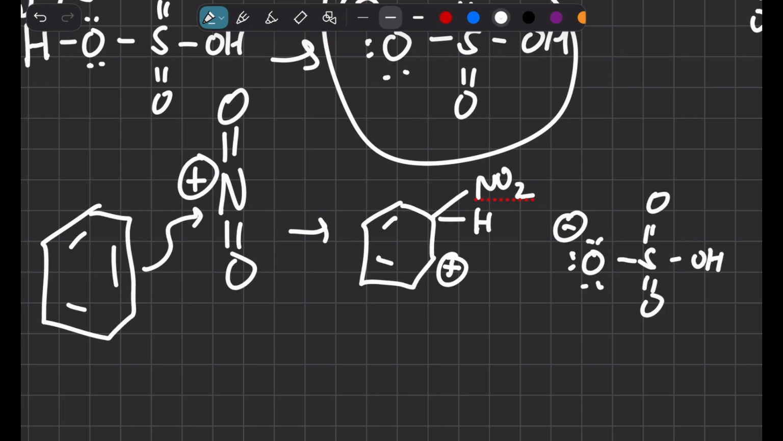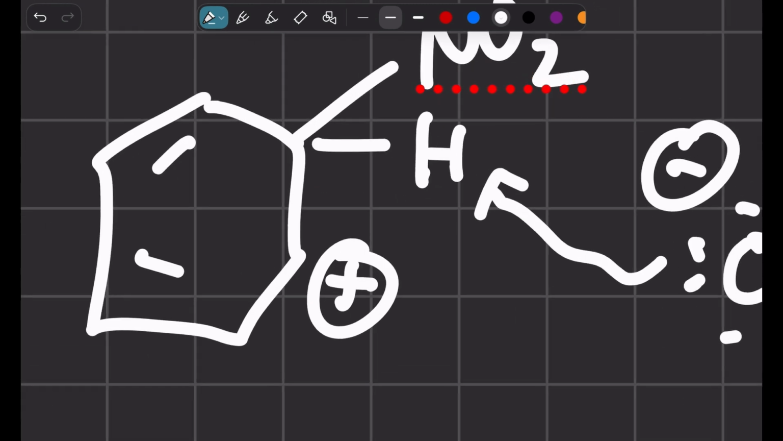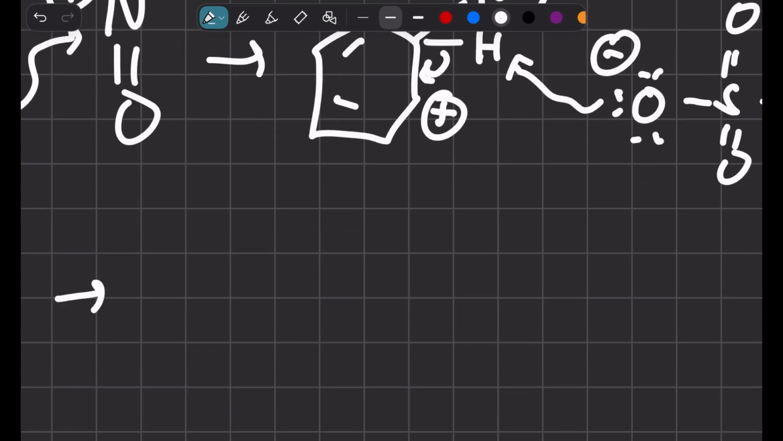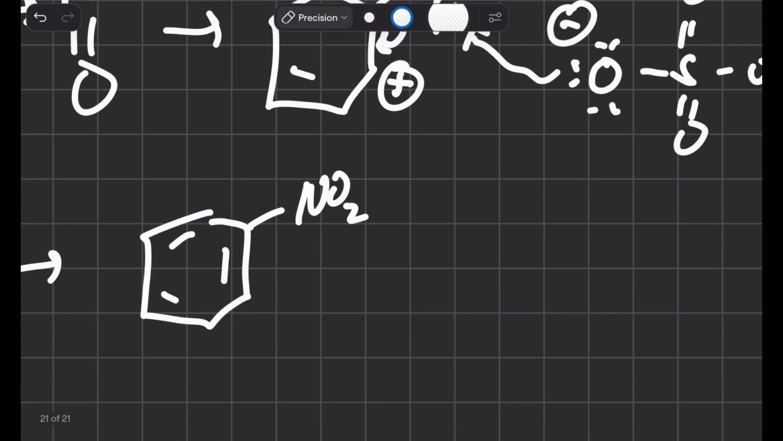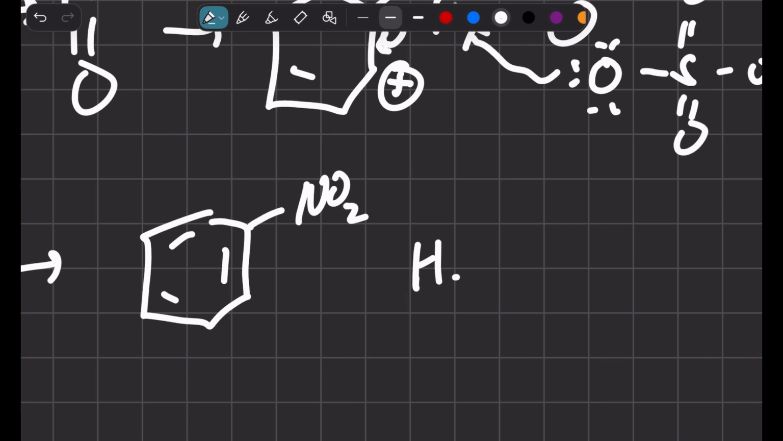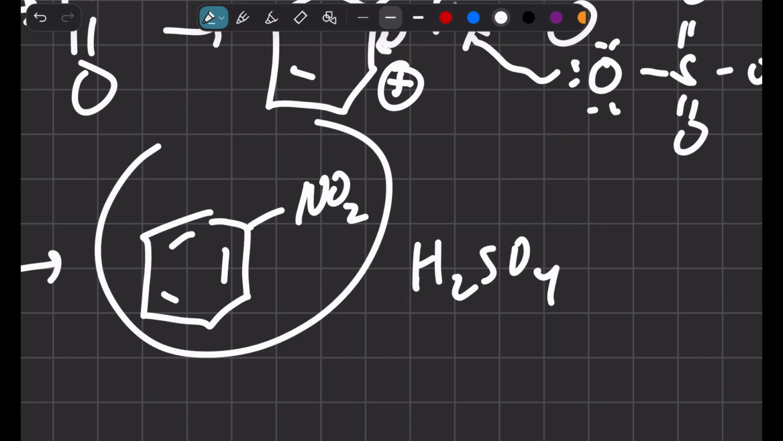And like halogenation, the lone pairs of the oxygen are going to reach out and abstract this hydrogen, and we're going to regenerate our double bond right here. So essentially our final product will look like this. We're going to have our NO2, and then we're going to recreate our catalyst, which is going to be sulfuric acid. And this is the major product of nitration.